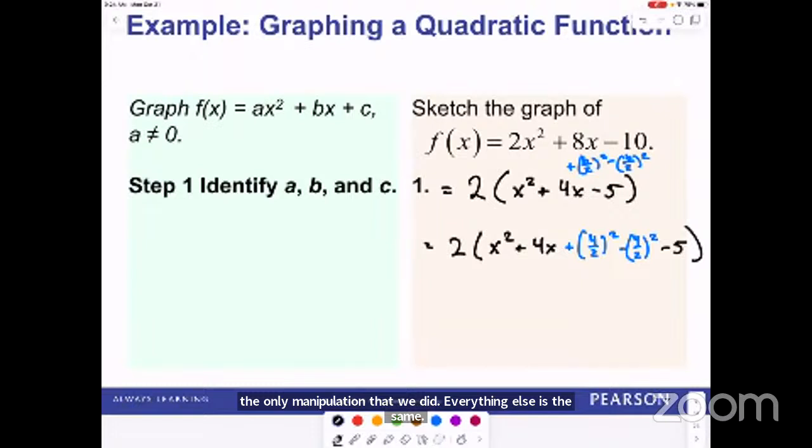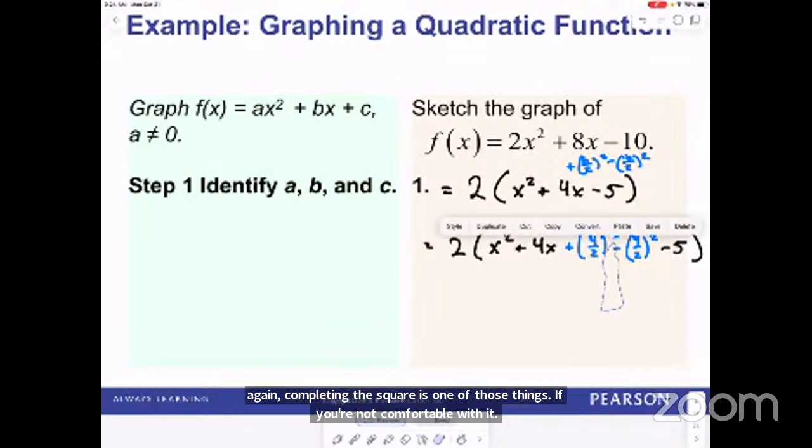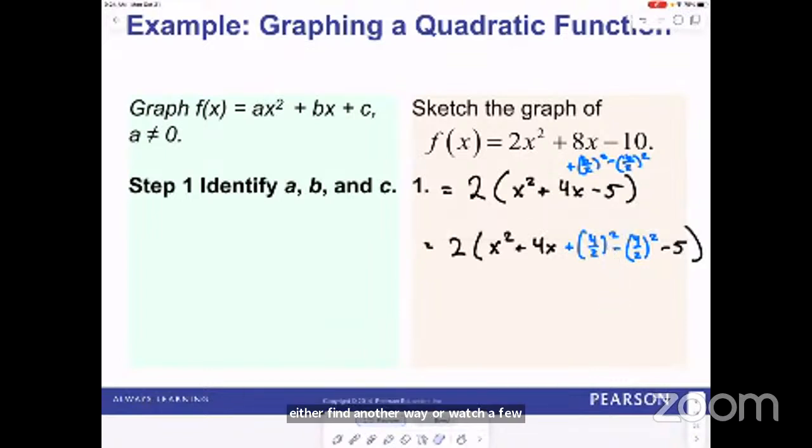So again, completing the square is one of those things. If you're not comfortable with it, either find another way or watch a few videos, or just try. If you do a little bit of digging, watch a few videos and say, hey, how do I complete the square? It gets to be kind of repetitive, and hopefully it will sink in and you can get it. This isn't the only way to go about this, but if you have this at your disposal, then it makes things a little bit better, right? So now let's simplify these numbers, these results.